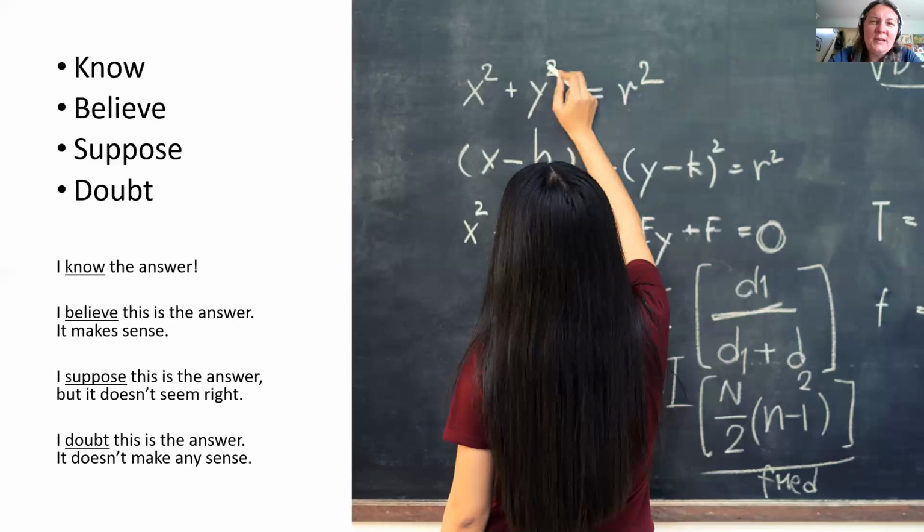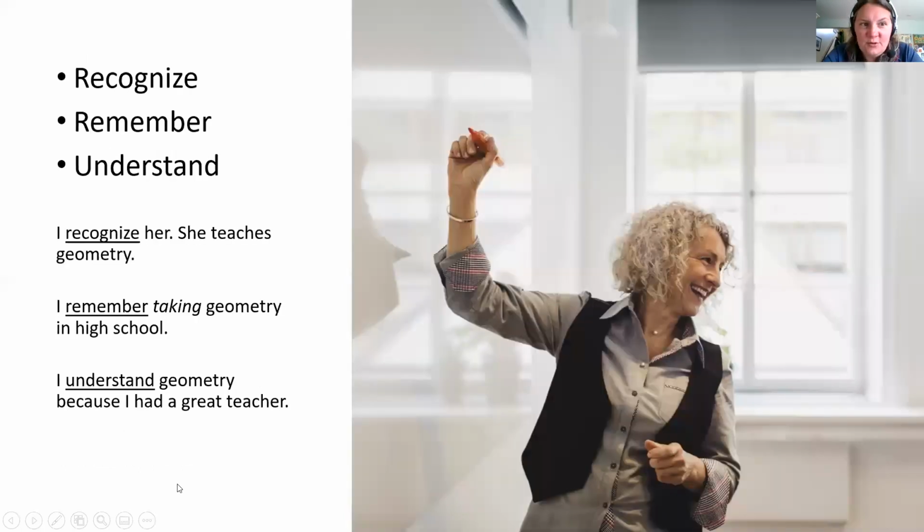And then when you really don't know, you would use the verb doubt. I doubt this is the answer. It doesn't make any sense. So know starts with like 100% certainty, and each one is a little bit less. But all of them, no matter what, will not take a progressive form under usual circumstances. Okay, let's take a look at this next group.